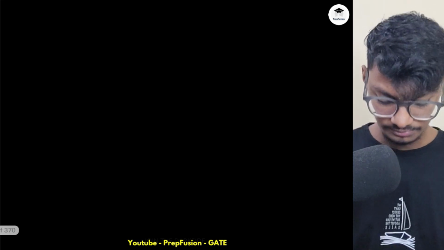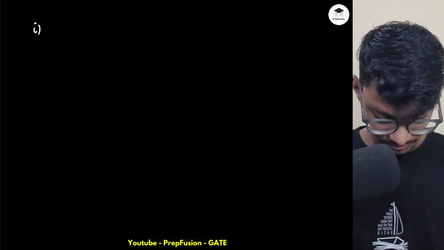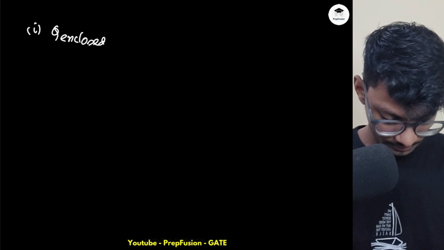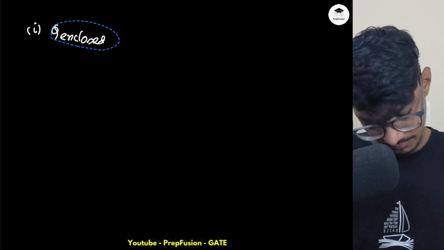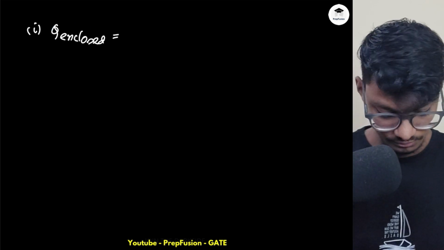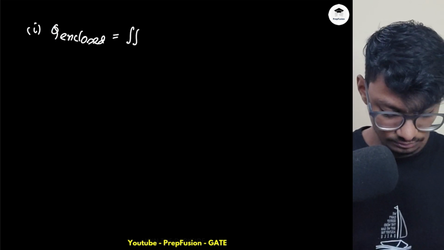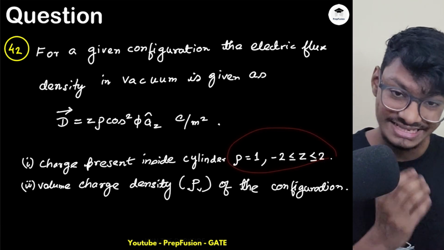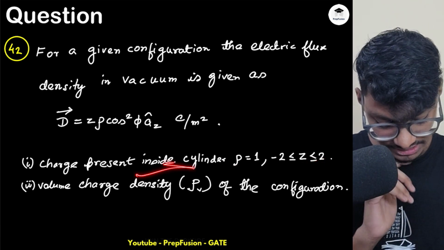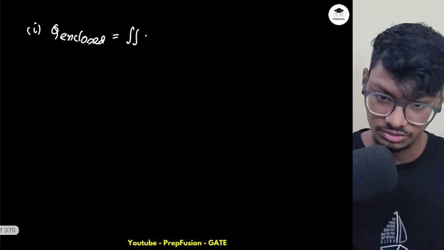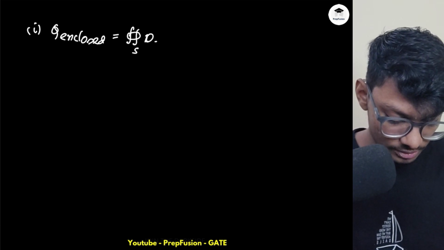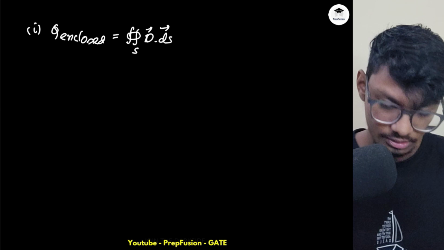Q enclosed will be what? We know the formula for the first part. For the first part, Q enclosed will be equal to the closed surface integration of D dot ds, because this is a cylinder. This is present inside a cylinder, and a cylinder is a closed surface. Correct.